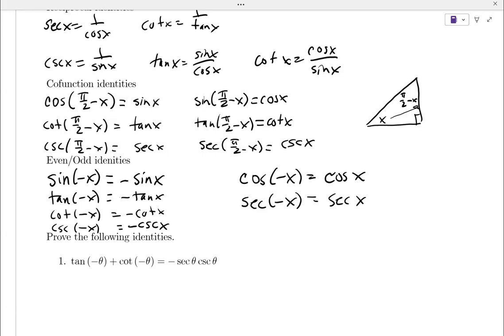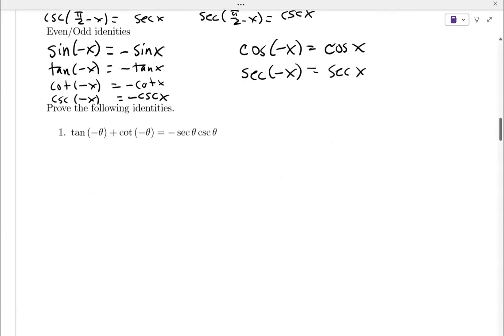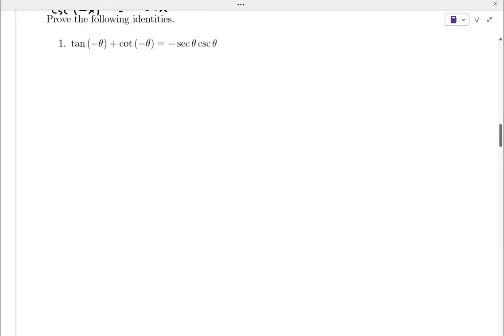All right. Let's see if we can start applying some of these principles to some of the examples I have here. Let's look at this first one. We want to prove the identity. Again, prove or verify means the same thing. If you see anything that says verify an identity, it means the exact same thing. So we have tangent of negative theta plus cotangent of negative theta equals negative secant theta cosecant theta. I need to work on one side and make it look like the other.